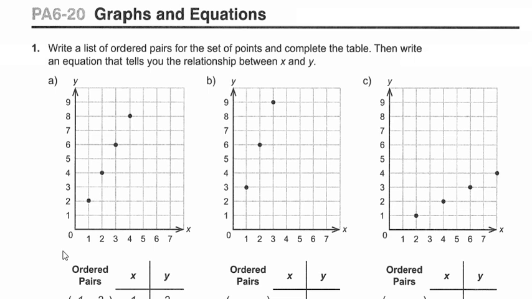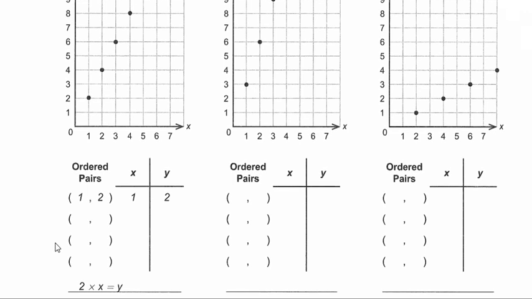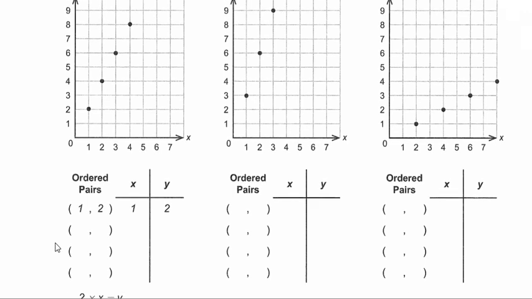Number 1, write a list of ordered pairs for the set of points and complete the table. Then write an equation that tells you a relationship between x and y. So we're looking for a relationship. That's how do they interact with each other, x and y. So let's take a look at A. The first one's been done for us.